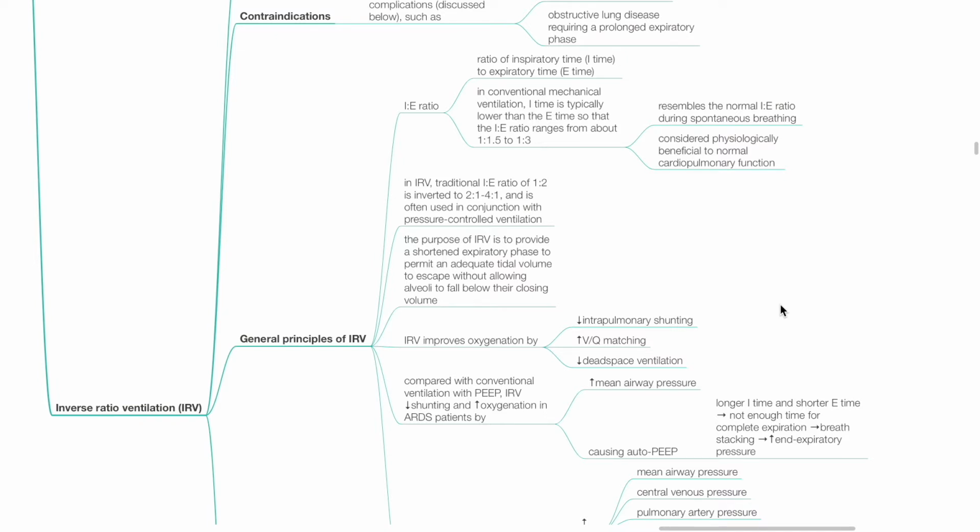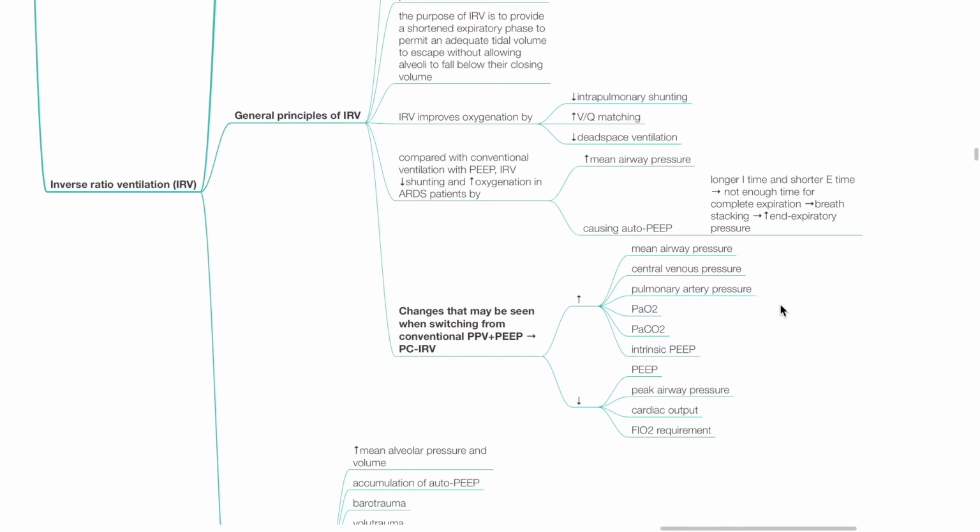IRV improves oxygenation by reducing intrapulmonary shunting, increasing VQ matching, and reducing dead space ventilation. Compared with conventional ventilation with PEEP, IRV reduces shunting and increases oxygenation by increasing mean airway pressure and causing auto-PEEP.